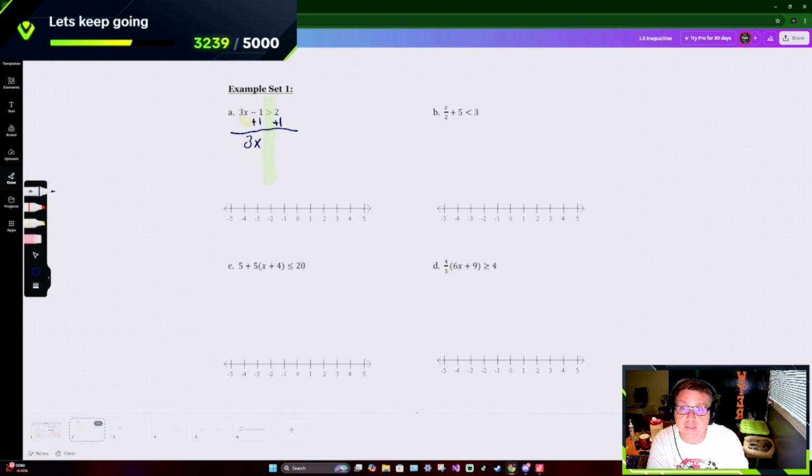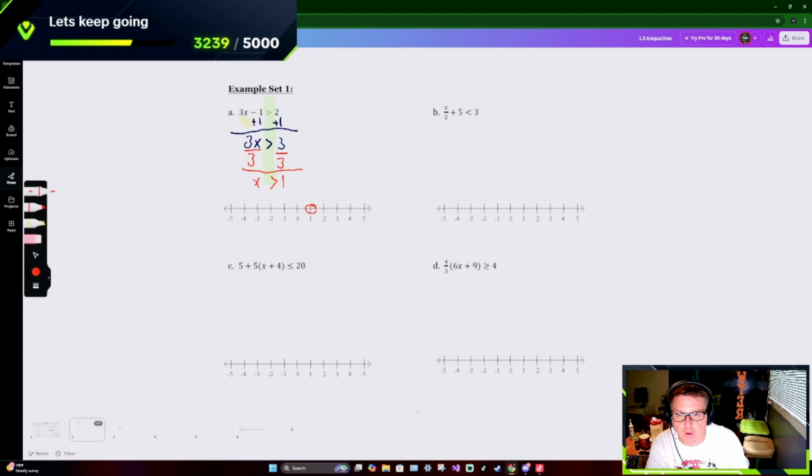Now, this symbol doesn't change. Only when you multiply or divide by a negative does that symbol flip sides. So if it's greater than, it's going to stay greater than. And then 2 plus 1 is 3. Now, in between 3 and x is multiplication. So to get rid of multiply, we need to divide both sides by 3. This will cancel those out, and we'll be left with x greater than 1.